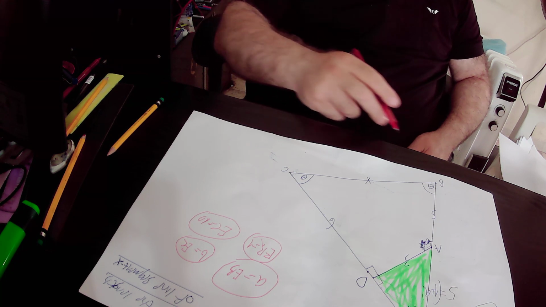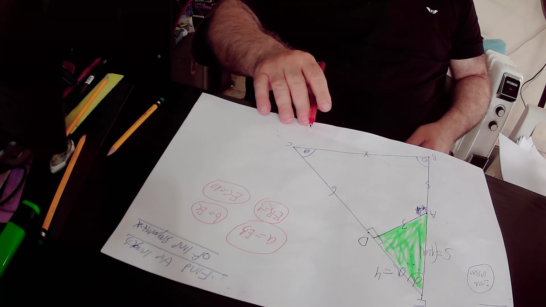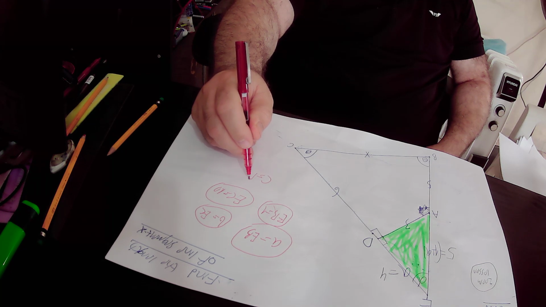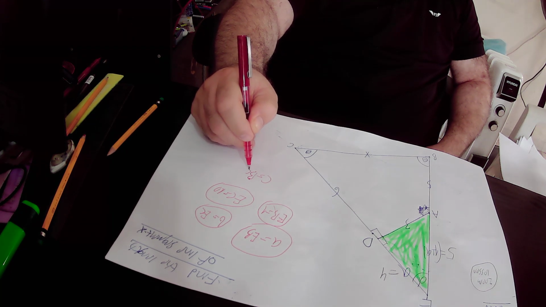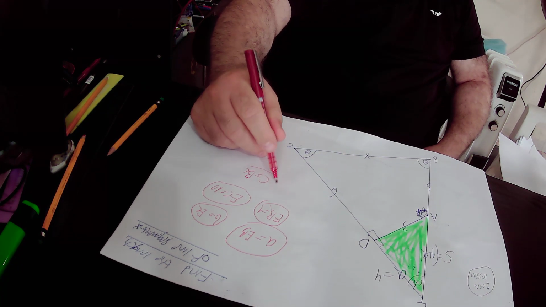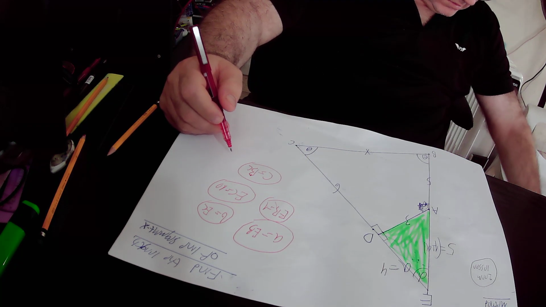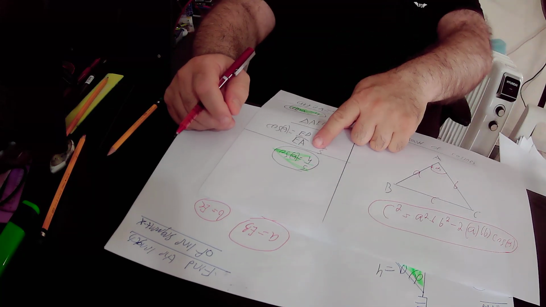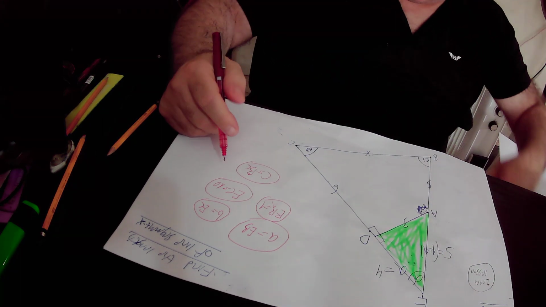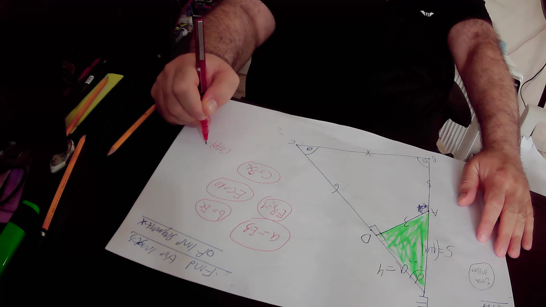C equals BC, it is also equal to X, and we have already found out that cosine alpha equals 4 over 5, so I write it down. Cosine alpha equals 4 over 5.